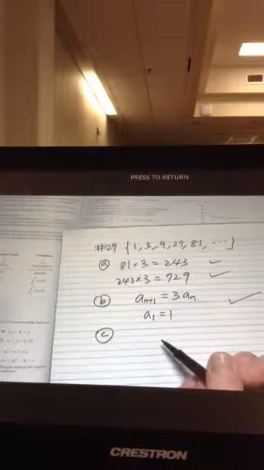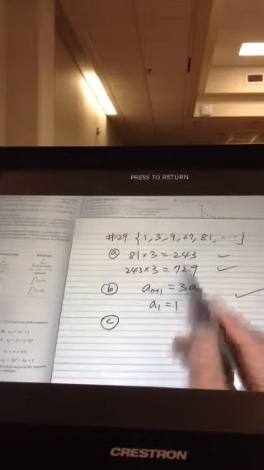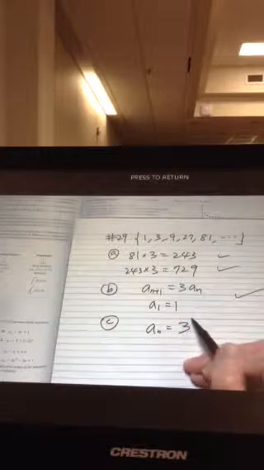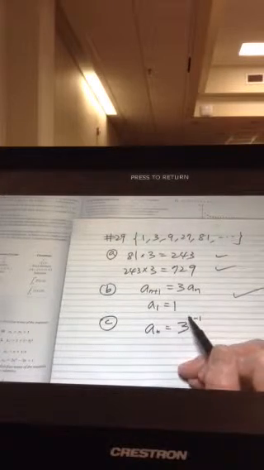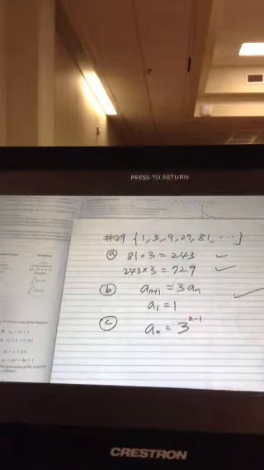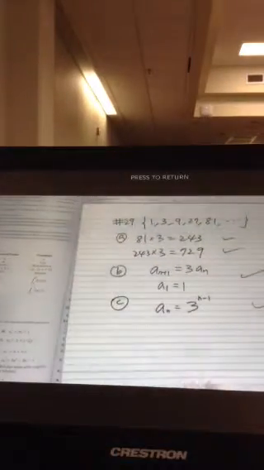C is find an explicit formula for this. If I look at this one, a sub n equals 3 to the n minus 1. When n is 1, it's 3 to the 0, which is 1. When n is 2, it's 3. When n is 3, it's 9. Okay, so the next group of questions is about the limit.